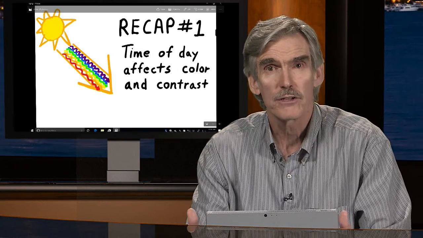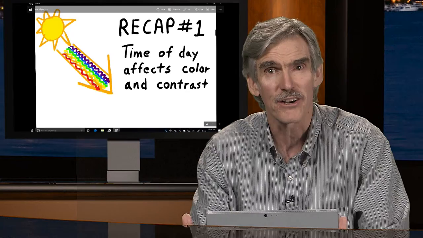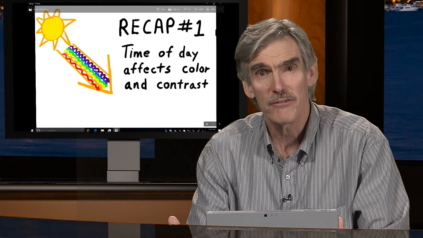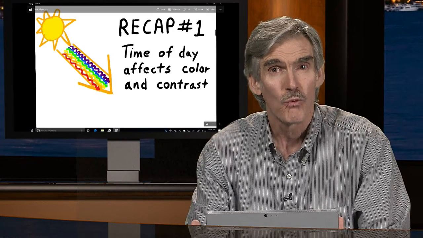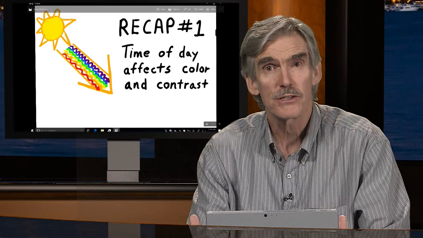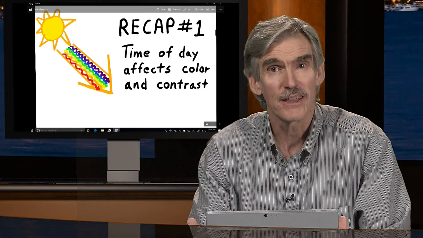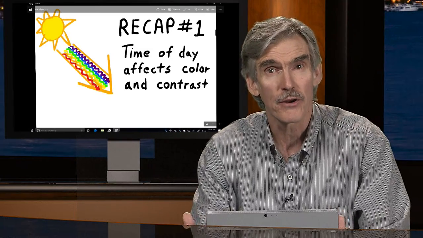So our photography tends to look very rich and very saturated in terms of color when we photograph in the middle of the day. Then toward evening, when some of those shorter wavelengths get scattered, we end up with primarily just yellow, orange, and red wavelengths, so that our photography at the end of the day has that more golden, orange, or reddish appearance to it.